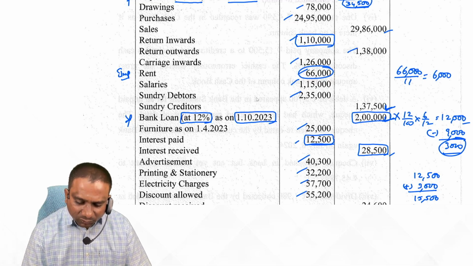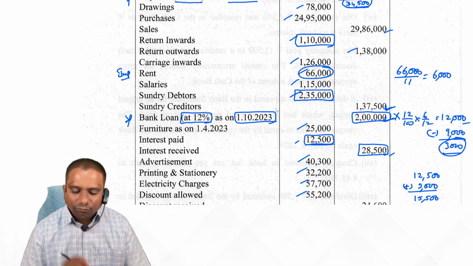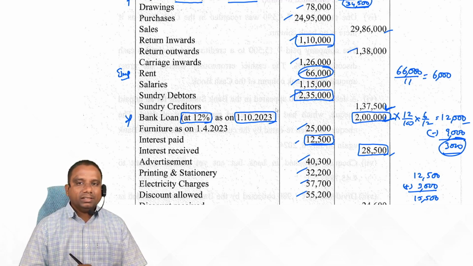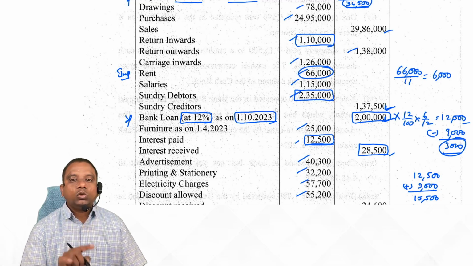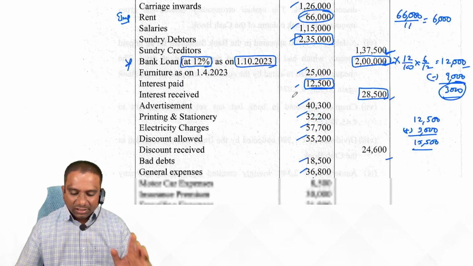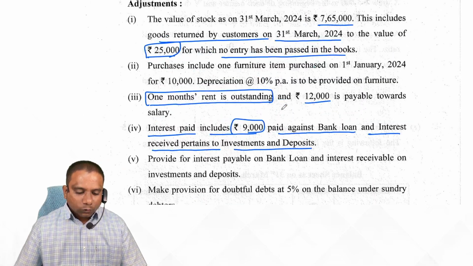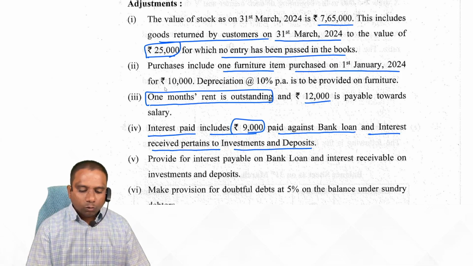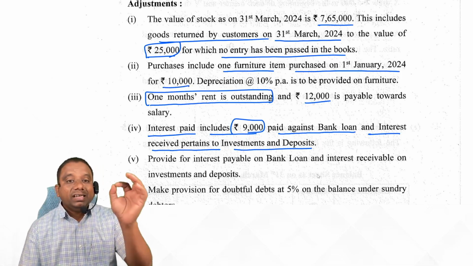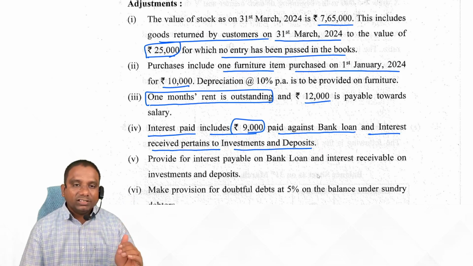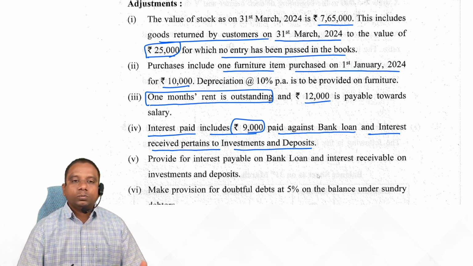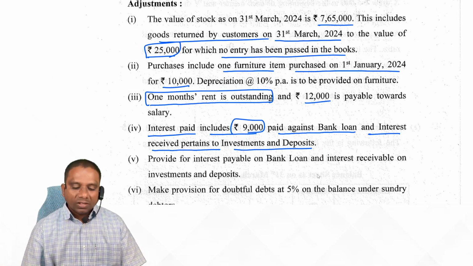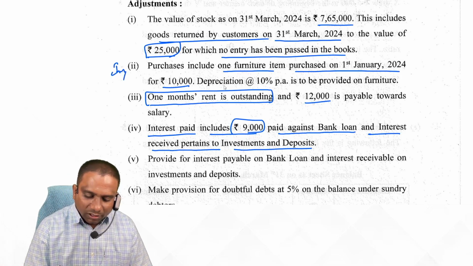Now here we have debtors 2,35,000 minus 25,000 rupees returns. Now we have effective debtors 2,10,000. Is it clear, students? Next one. Purchases include one furniture item purchased on 1st January 2024 for 10,000 rupees. First, we deduct this 10,000 rupees from purchases and we add this 10,000 rupees to furniture. Already we have 25,000 balance now. To that we add.